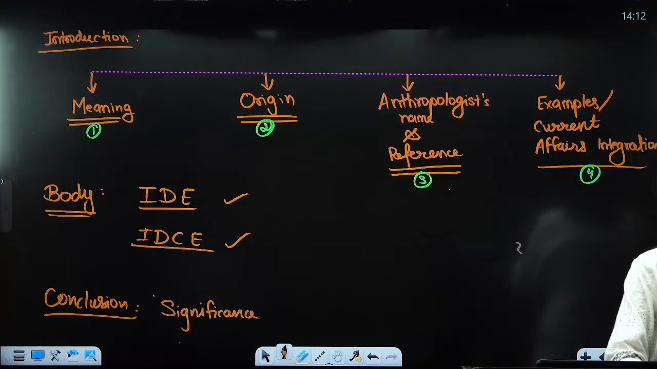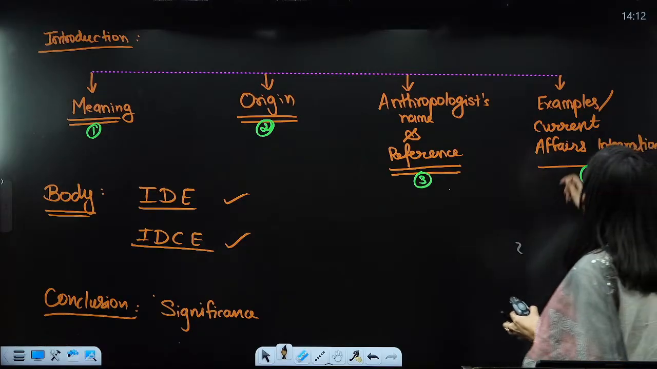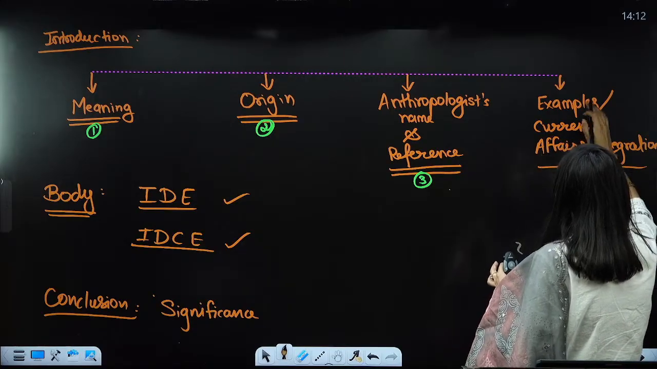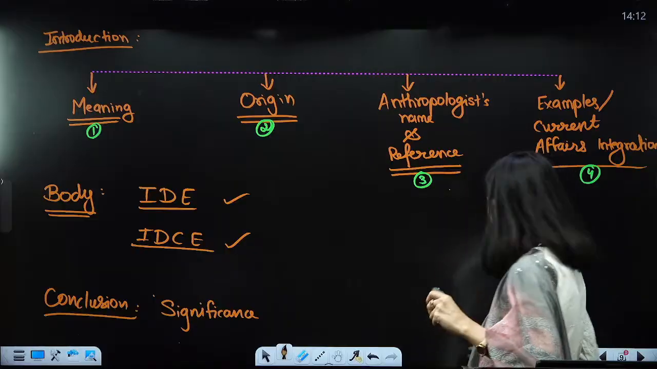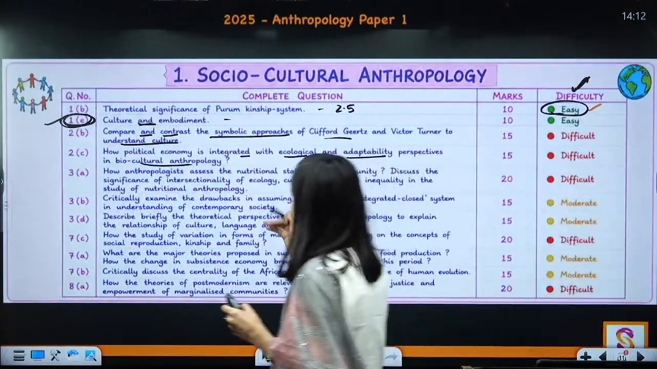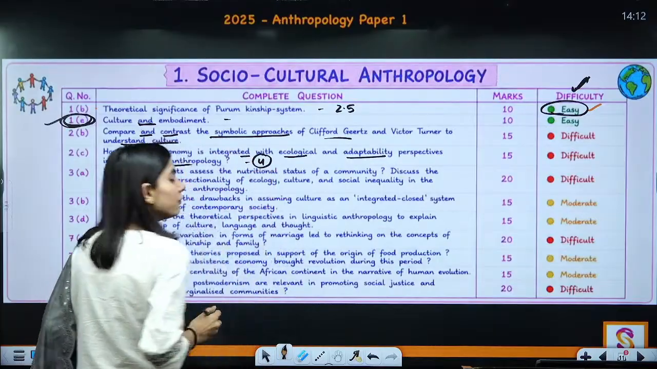Just, Anji, am I audible properly? So basically, this is what we are going to mention in the current affair integration, the fourth part. Okay. So that would be better for us to start for the fourth part.